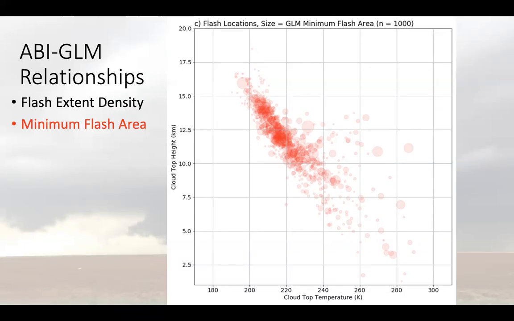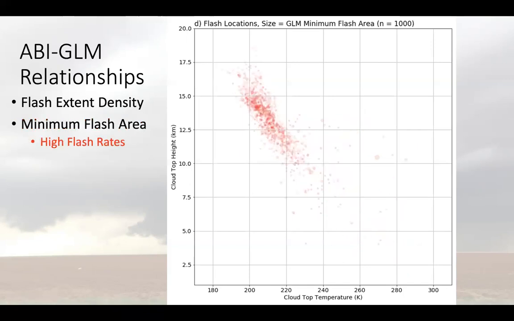So it's interesting that we've now observed this inverse relationship between the minimum flash area and the flash extent density. But how well does this hold up? So for the next graph we're going to show, we'll be looking at the minimum flash area plotted again as the size of the pixels, but now in the context of the flash extent density.